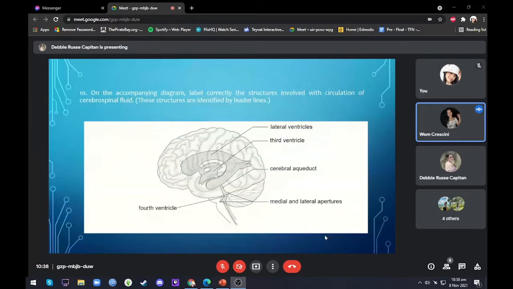Okay, next slide. So we have here number 10. On the accompanying diagram, label correctly the structures involved with the circulation of cerebrospinal fluid. These structures are identified by leader lines. So we have here the first one, the lateral ventricles. And then the second one, in the middle, third ventricle. And then the third one, cerebral aqueduct. And then the fourth one, we have the fourth ventricle. And then lastly, the very bottom part, it is the medial and lateral apertures.